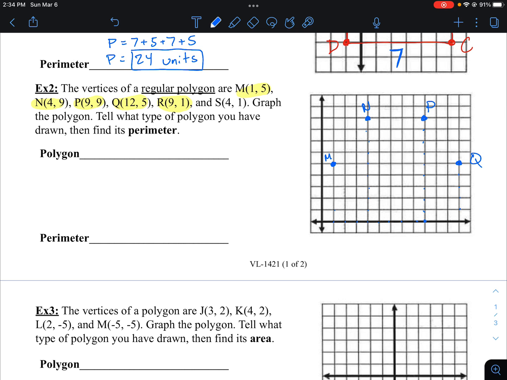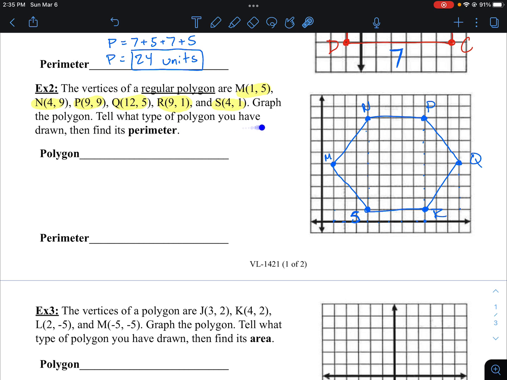Let's do R now. 9 and 1. 9 and 1 is right here. That's R. And then S. 4 and 1. 1, 2, 3, 4, and 1. And that is point S right there. Okay. Graph the polygon. So again, if you're not sure which way you should go, start with M, then go to N, then P, just like they had you go. So try to draw straight lines. N to P, P to Q, Q to R, R to S, S back to the beginning, which is M.